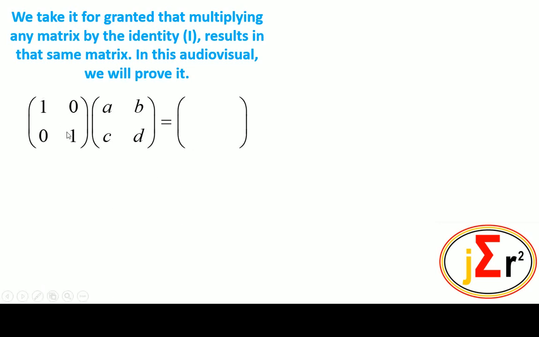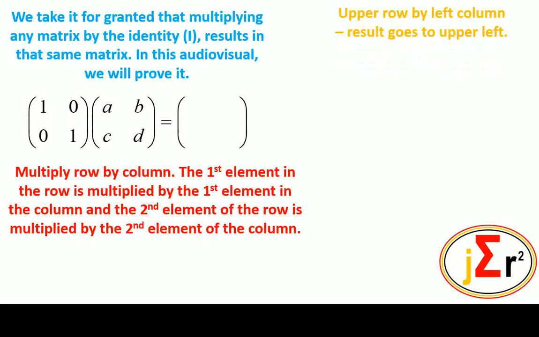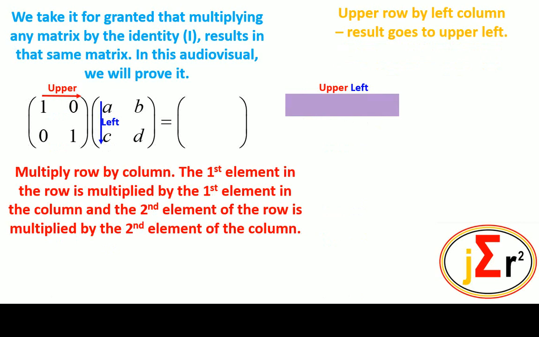We take the identity matrix to multiply by the matrix A, B, C, D. And what will be the result? We are doing the process under the microscope again. Multiply row by column. The first element in the row is multiplied by the first element in the column, and the second element of the row is multiplied by the second element in the column. Upper row by left column, the result goes to the upper left.